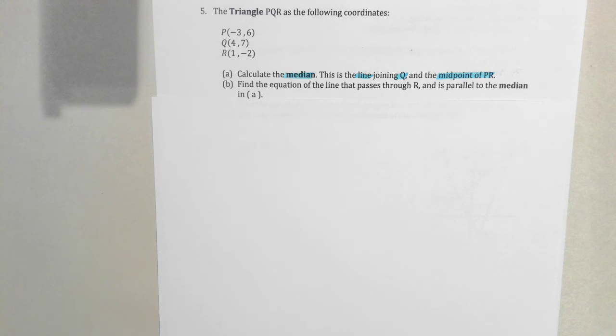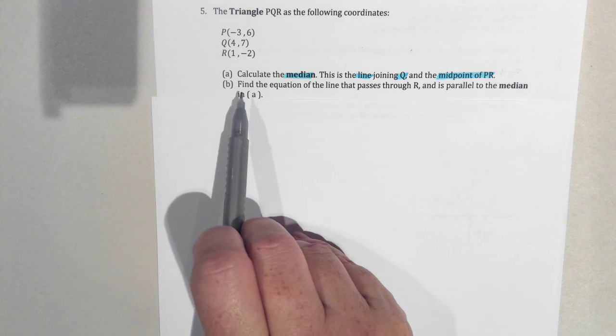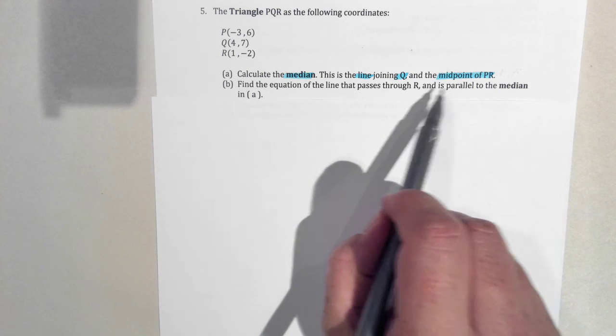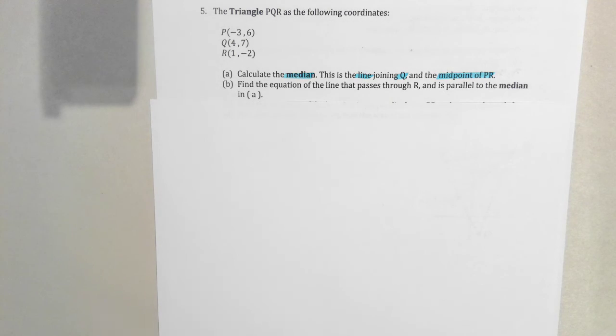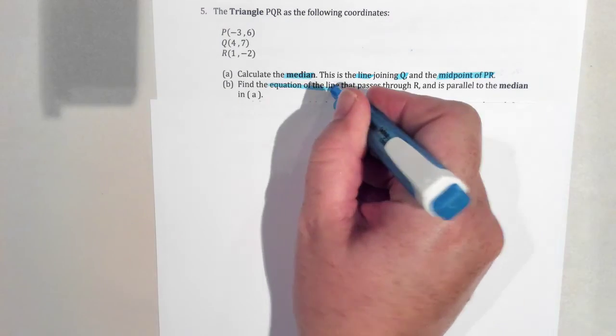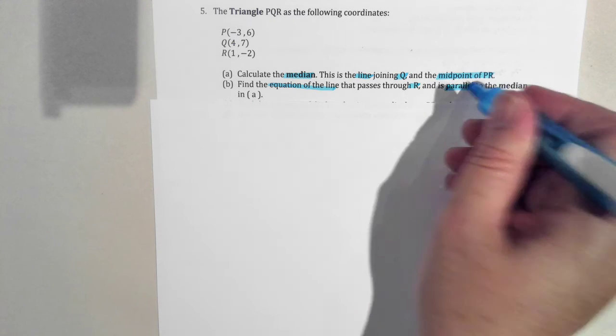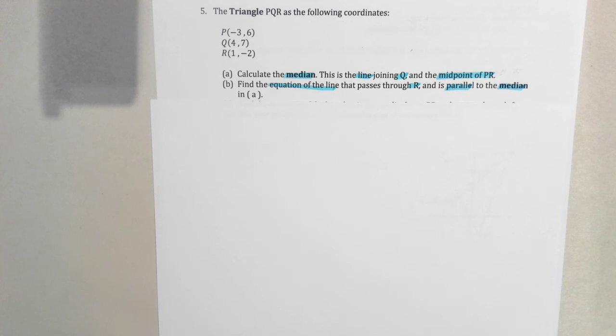Question 5b now. So we've calculated our median in part A. So part B says find the equation of the line that passes through R and is parallel to the median in A. Okay, so what have we got to do? We need to find the equation of the line. It passes through point R and is parallel to that median.